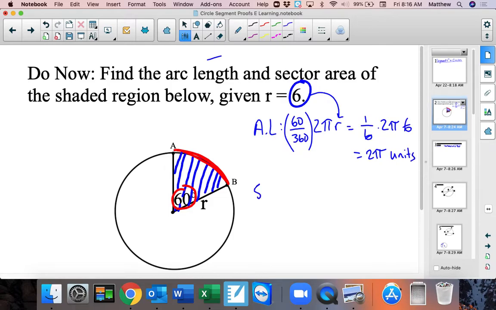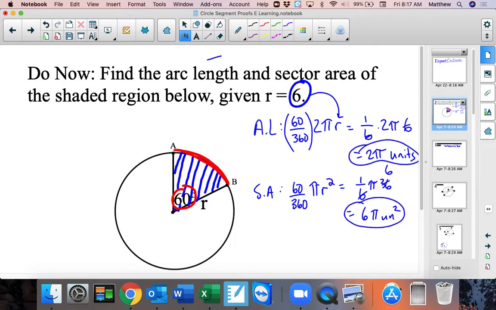And then sector area, I know pi r squared would be the whole area, and I just want the shaded part, which again is 60 over 360. So that would give me 1/6 times pi r squared, which is 36, and that would reduce to 6 pi units squared. So again, a little bit of a review from the last topic on sector area and arc length.